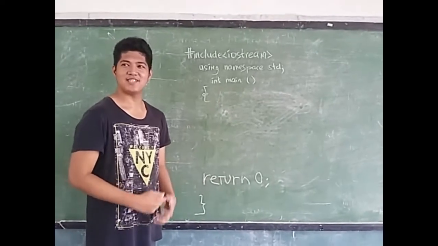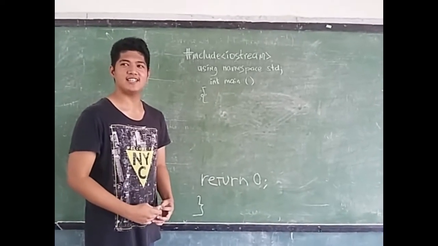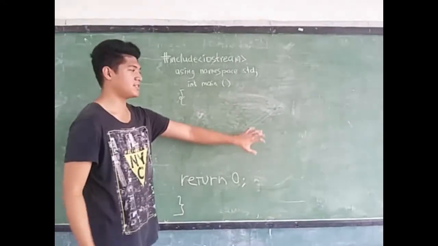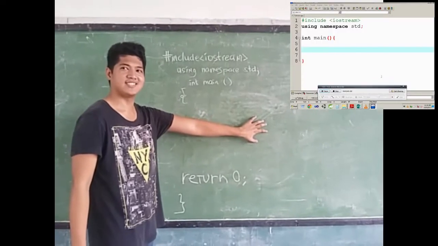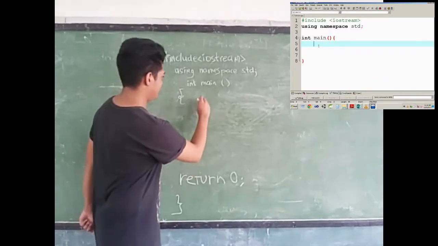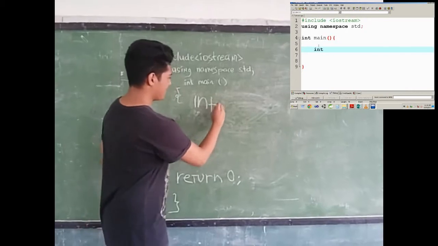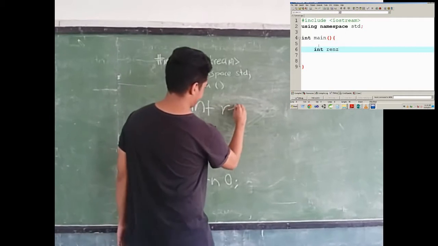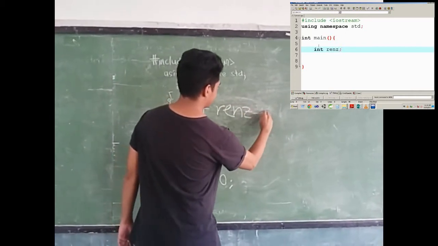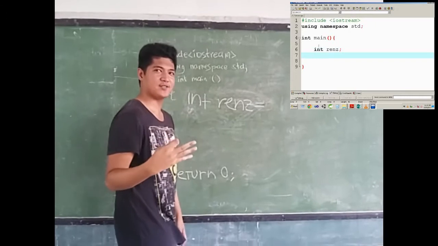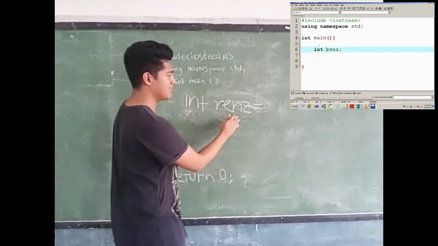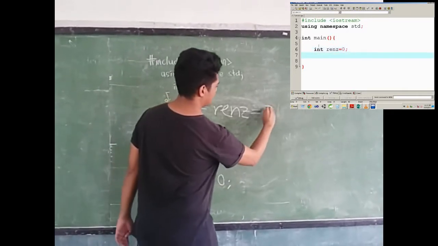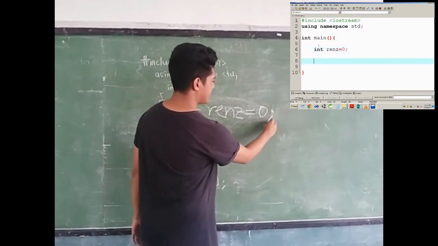Hey everyone, my name is Renz Vitalicio and I'm going to discuss the while loop in C++. First, we're going to declare a variable, and I'm going to use my name as an example. Next, I'm going to write the value of the given variable, which is 0, and don't forget the semicolon.